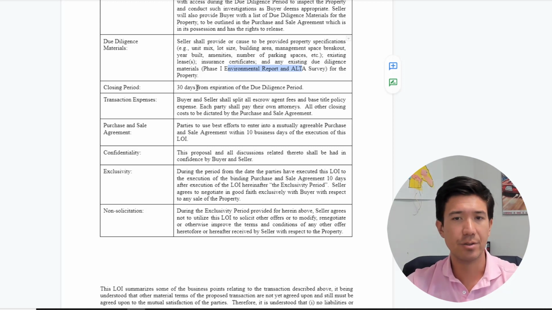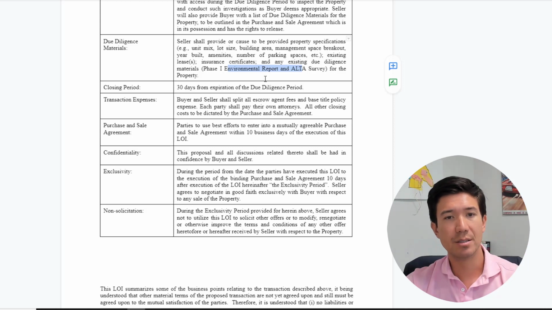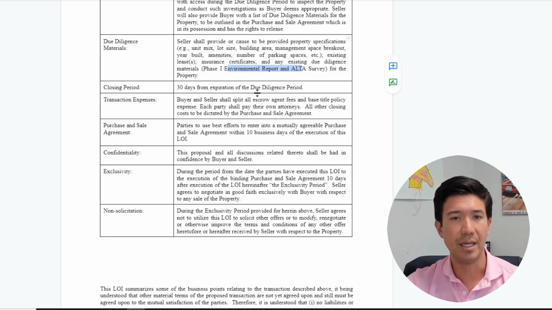Closing 30 days after the due diligence, maybe that's a leftover of rapid closes. You may want to push that to 45 or even 60 days. I don't know how competitive or how much time you need, but it's certainly a consideration to have a 30 plus 30.